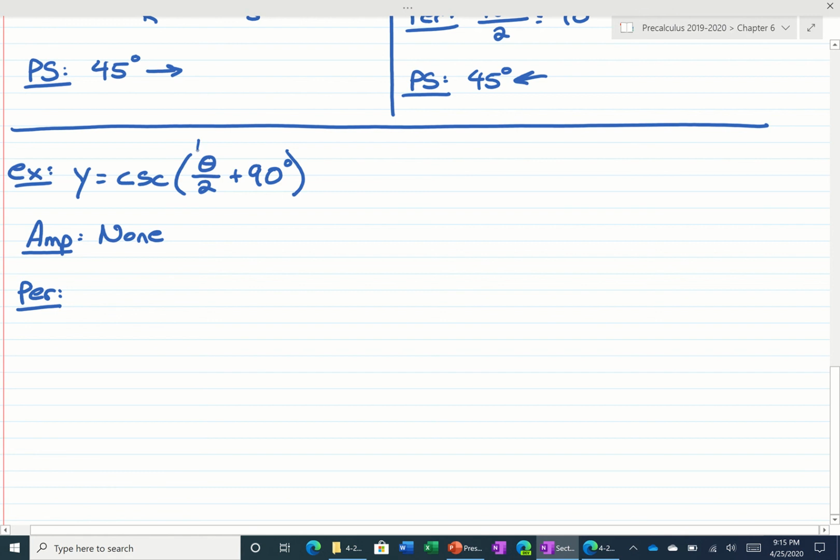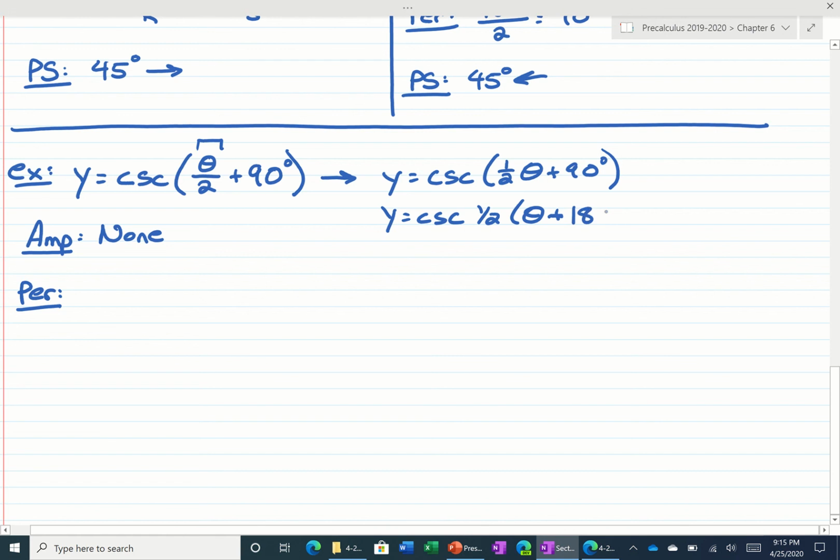Well, theta is not by itself. Dividing by 2 is the same thing as saying the cosecant of 1/2 theta plus 90. Dividing by 2 is the same thing as multiplying by 1/2. So we have to actually factor out the 1/2. And what's 90 divided by 1/2? It's not 90 divided by 2, it's 90 divided by 1/2, so it's 180.